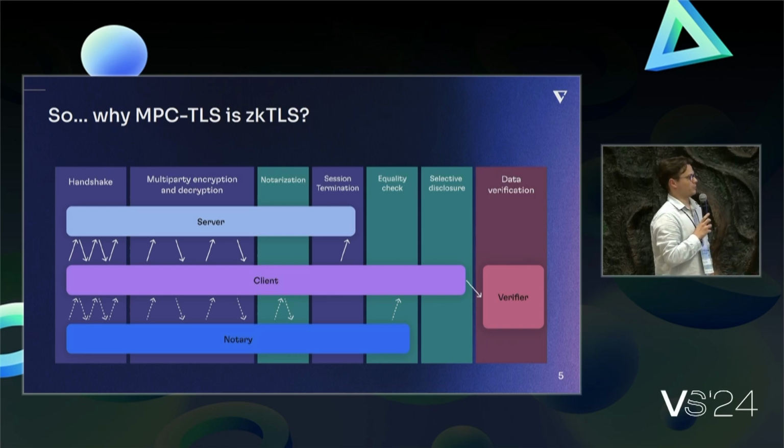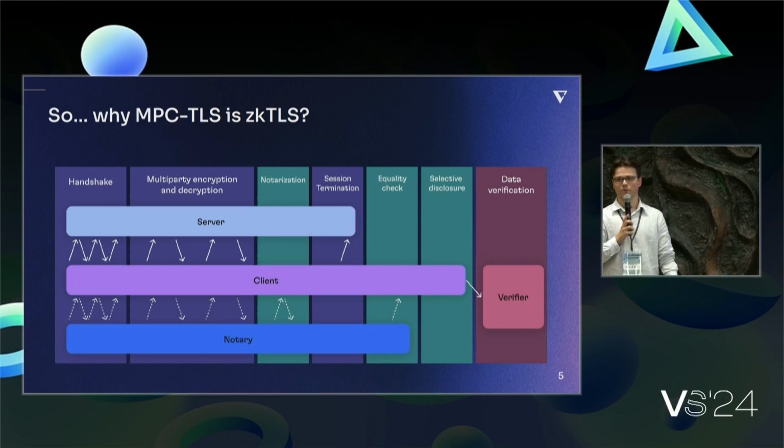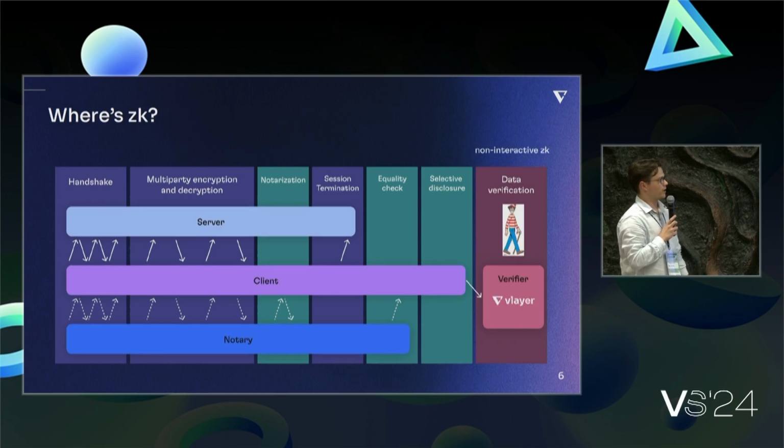I don't want to go into controversies about whether the naming is good or bad, but certainly the zk is involved in there at least once, but maybe twice. So to start with, we find zk in the data verification step. That's where our solution at vlayer comes in handy, because with the signed transcript delivered, we can wrap it in a non-interactive zk proof. We can wrap it in a SNARK, prove some statements about data, make it more portable, and finally make it verifiable on chain.